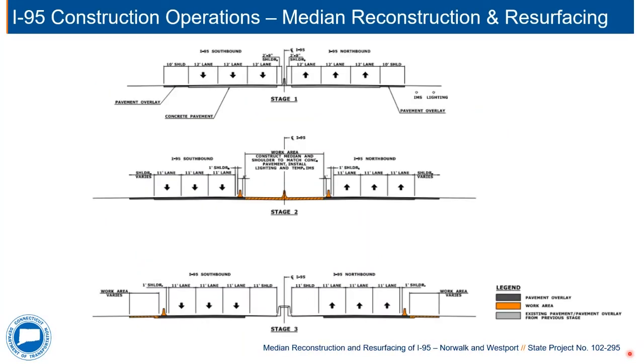This graphic serves to illustrate what I described on the previous slide. Stage 1 depicts the existing 3 through lanes and outside shoulders for both directions of I-95. In Stage 2, the width of the through lanes is reduced and they are shifted to the outside to allow for the reconstruction of the median. In Stage 3, once the new median is constructed, the travel lanes are shifted to the inside while work is completed on the outer portions of the travelway.